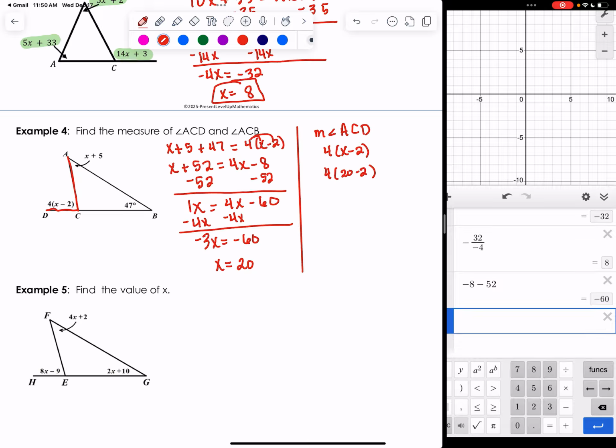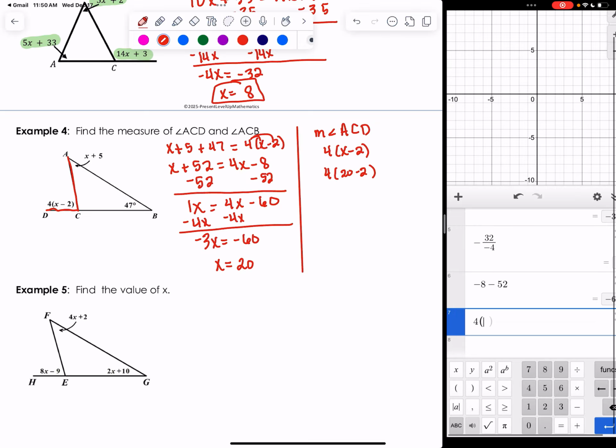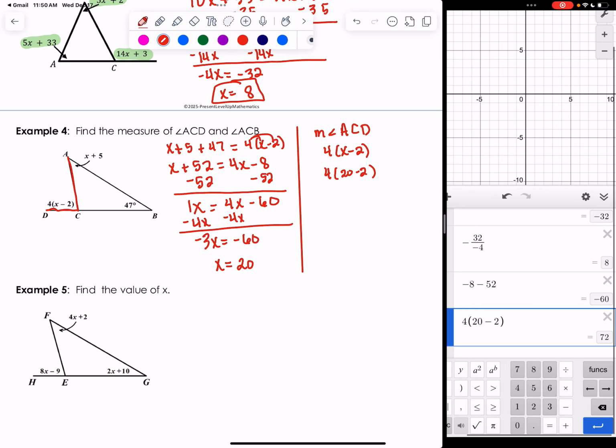So 4 parenthesis 20 minus 2 close parenthesis. And that would give me 72 degrees. So I know this angle is 72 degrees. Now, the next angle they want me to find is A. So start at A. Let me grab a different color here. Start at A, C, and B. So now we want this angle here.